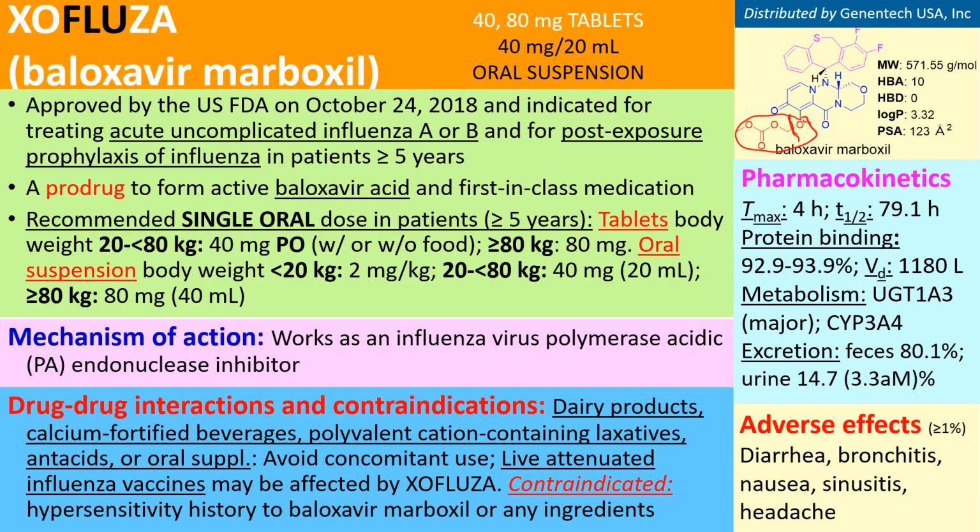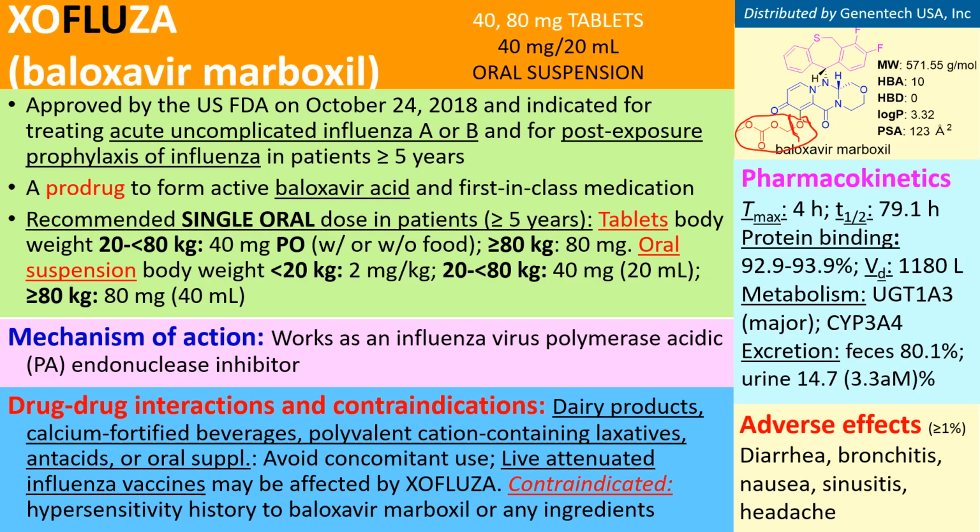Recommended dosage. This is a single oral dosing regimen in patients aged 5 years and older. For tablets, based on patient body weight from 20 to less than 80 kg, the dosing is 40 mg orally, with or without food. For patient weights greater than or equal to 80 kg, the oral dosing is 80 mg.